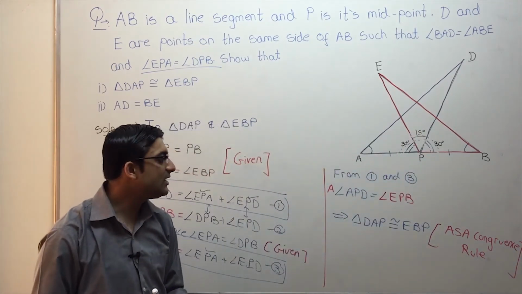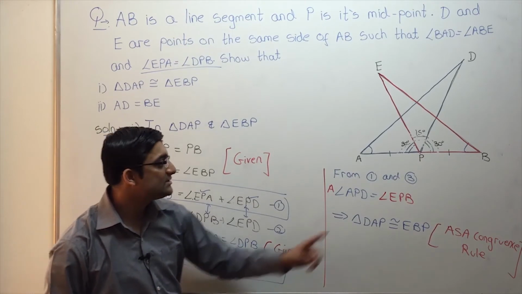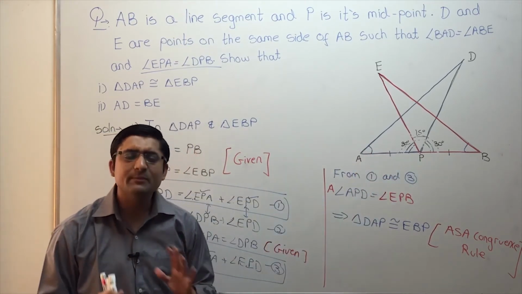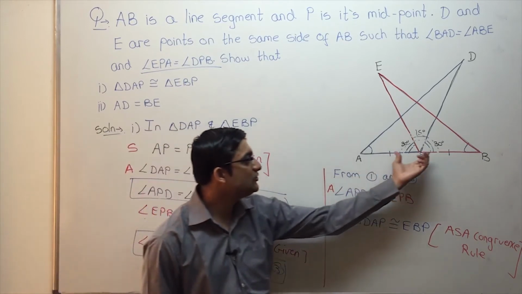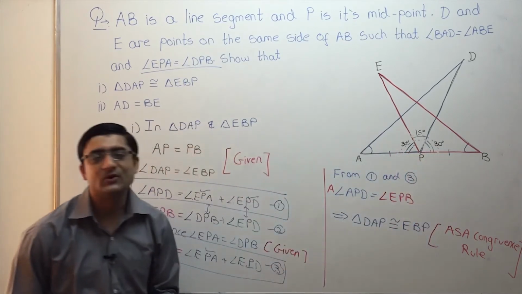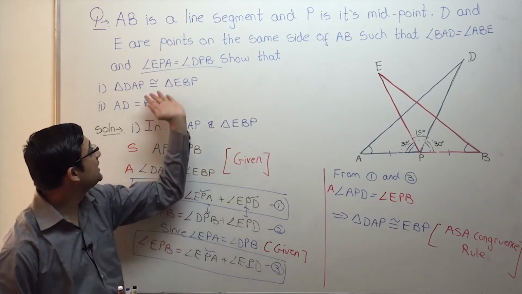So we're done with the first part. We have shown that these two triangles are congruent. Which is the criteria? Angle, side, angle. So remember, whenever you have to show two triangles are congruent, you basically have to use the information given to you. So making use of the information given to us, we got the two triangles as congruent.